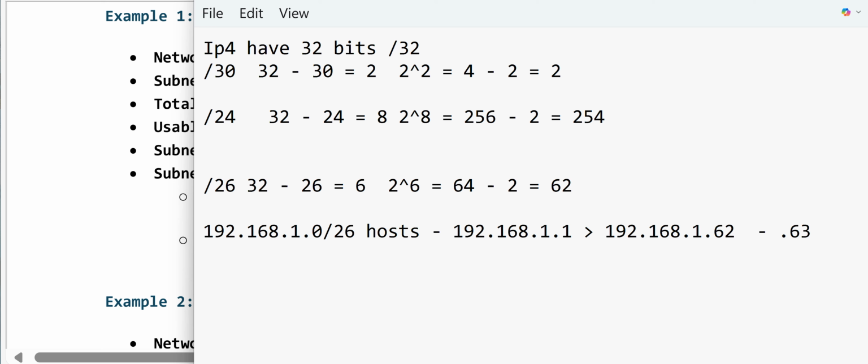.63. So now when you're creating a new subnet, you're just gonna start with the number right after this. So your next subnet will start with 192.168.1.64. There it is. And then you will have your hosts.